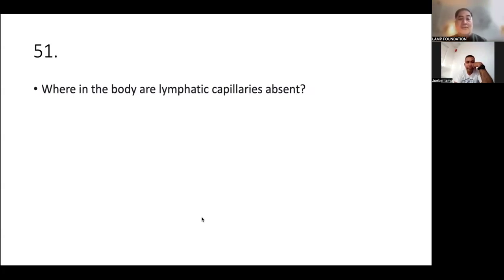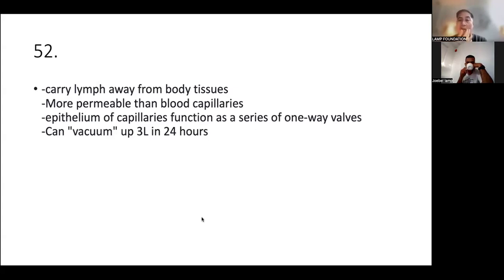mechanism. Where in the body are lymphatic capillaries absent? You don't find lymphatic capillaries here. The CNS, the marrow, the cartilage, epidermis, and the cornea. Okay, these are called the avascular areas. Identified. Carry lymph away from body tissues, more permeable than blood capillaries. Epithelium of capillaries, they function as a series of one-way valves, can vacuum up to 3 liters in 24 hours.